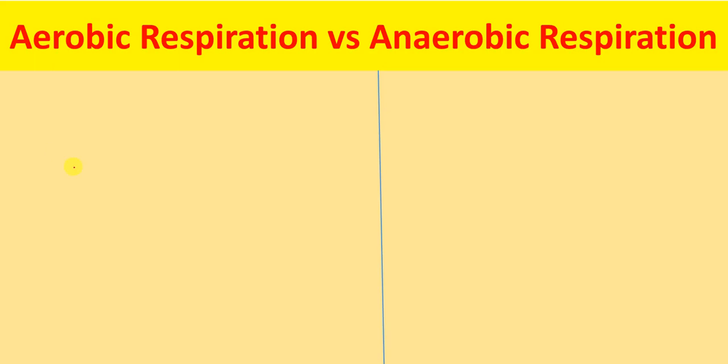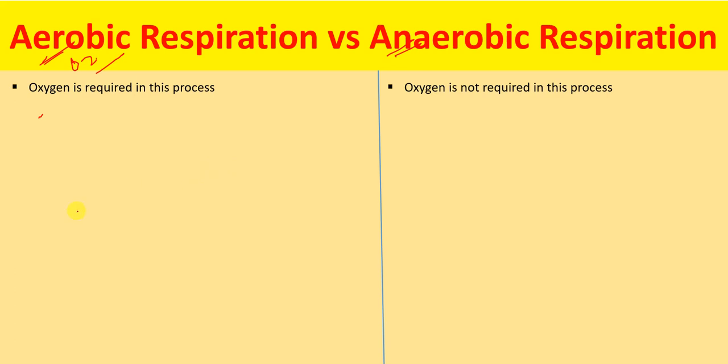Differences between aerobic respiration and anaerobic respiration. Aerobic: aero means oxygen, whereas anaero means absence of oxygen. That means aerobic respiration requires oxygen, whereas anaerobic respiration does not require oxygen.